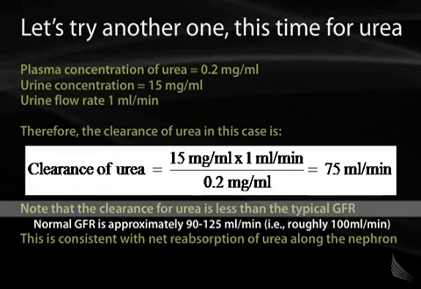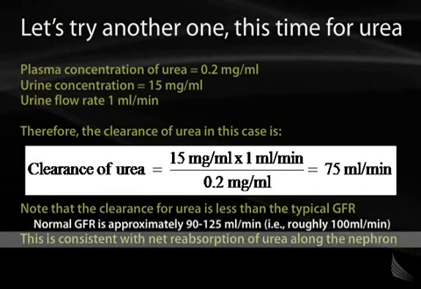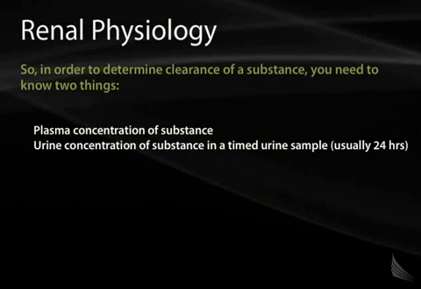Note that the clearance for urea is slightly less than the typical GFR. We said the normal GFR is approximately 100 mL per minute. This is consistent with net reabsorption of urea along the nephron.